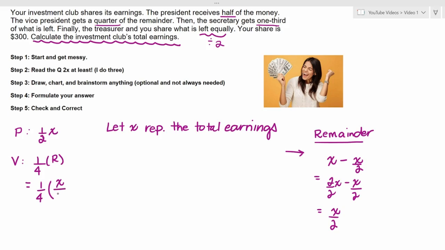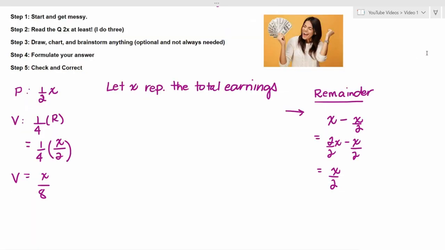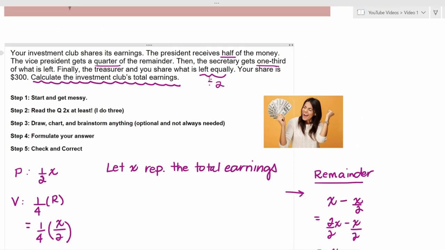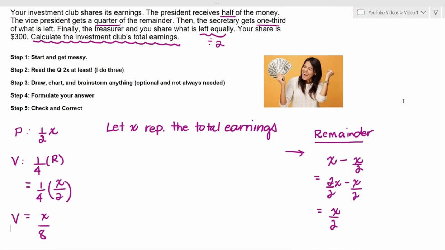We just said the remainder was x over 2. So if I simplify that, 1 times x is x, and 4 times 2 is 8. So the vice president gets 8x over 8 of the total, or 1/8 of the total. Okay, the next part of the question says the secretary gets 1/3 of what's left after that.